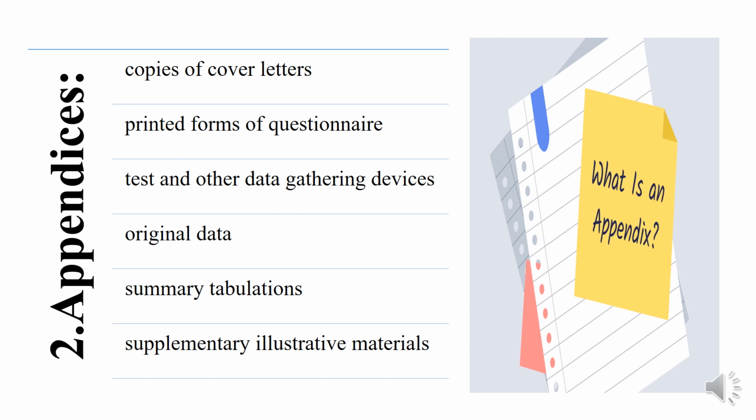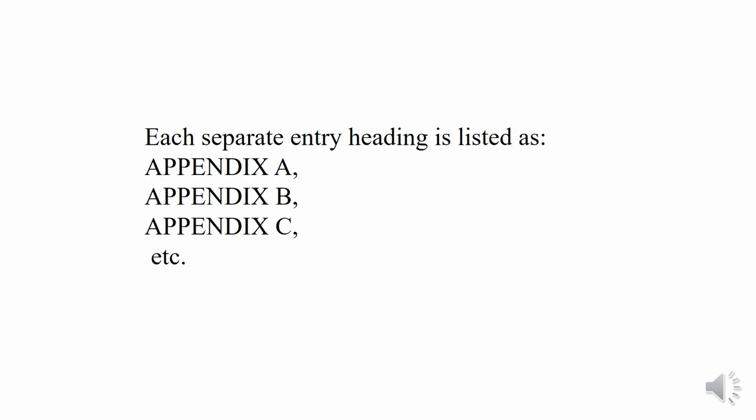Each separate entry heading is listed as Appendix A, Appendix B, and so on. For example, Appendix A for the questionnaire copy, Appendix B for the test copy, and so on. Reference to items contained in the appendixes is made in the text of the paper.